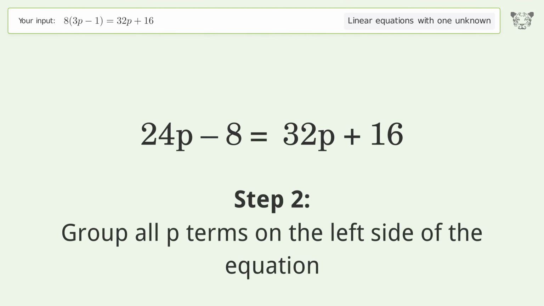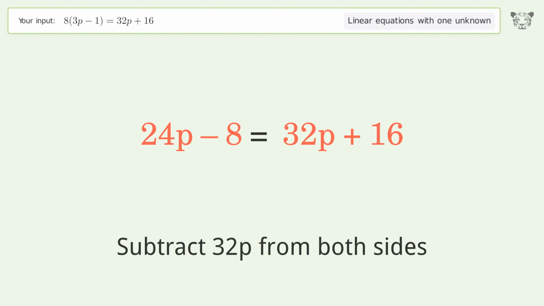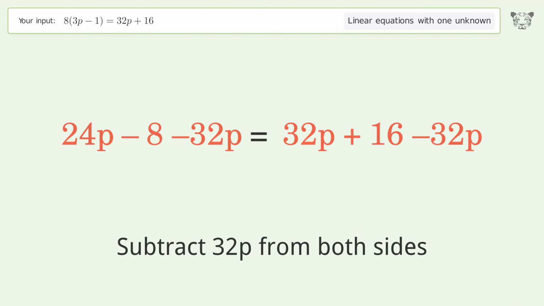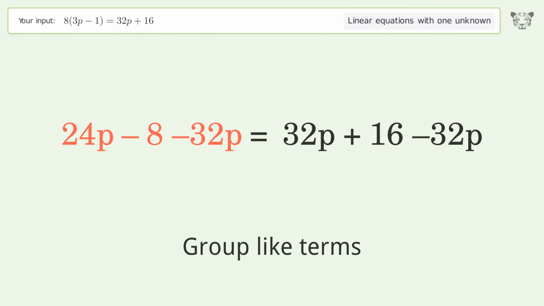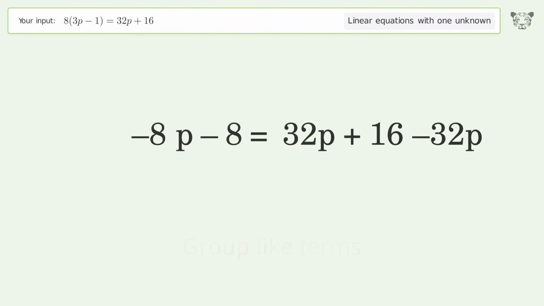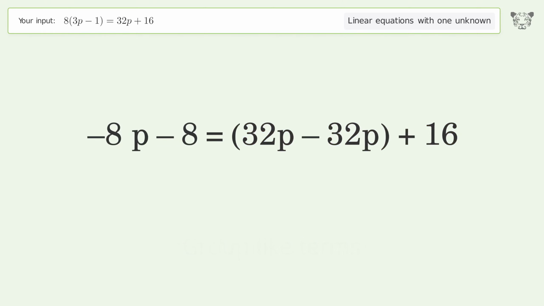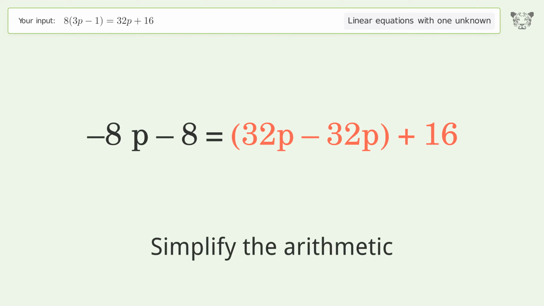Group all p terms on the left side of the equation. Subtract 32p from both sides. Group like terms. Simplify the arithmetic. Group like terms. Simplify the arithmetic.